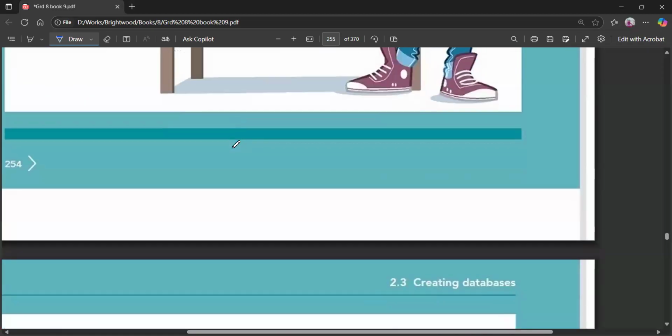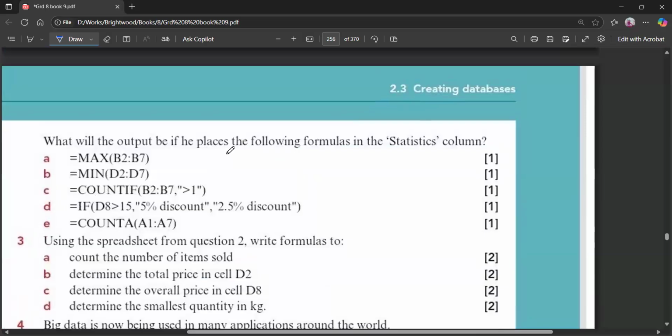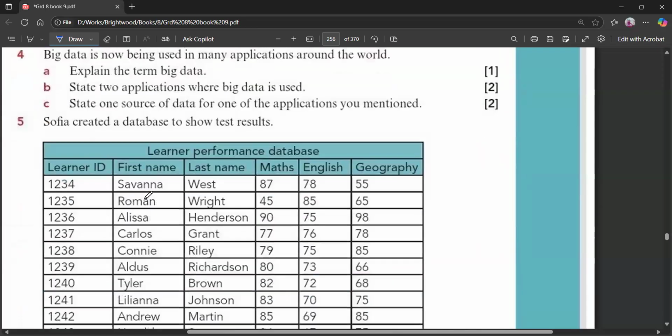They are asking what will be the output of the following formula statements. Max finds the maximum value in the range. Min finds the minimum value in the range. COUNTIF B2 to B7 greater than 1 counts how many values in this range are greater than 1. Like that, you can recap your memory here.